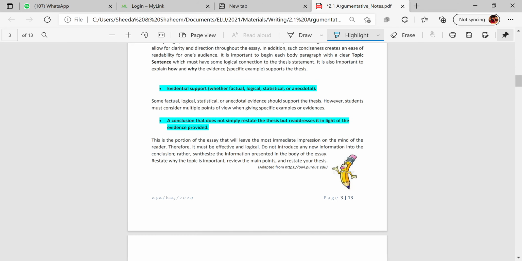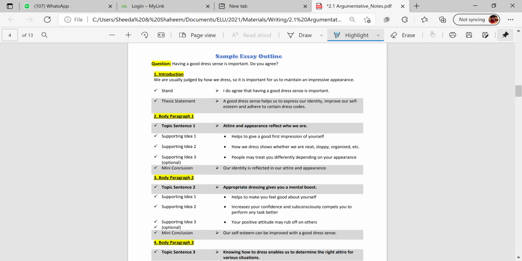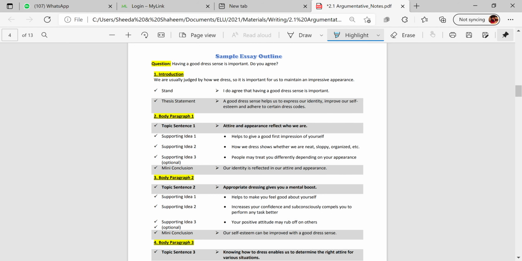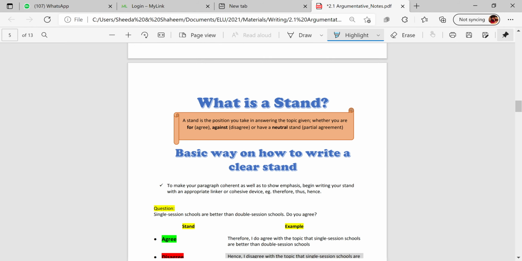Okay, now please do read your notes. Again, gentle reminder, in order for you to write your thesis statement, you must first have your 3 points. I repeat, you must first have your 3 points. How to generate the 3 points, we will discuss that later. But again, the focus now would be on you to write a clear introductory paragraph. Okay. Now let's look at the stand.